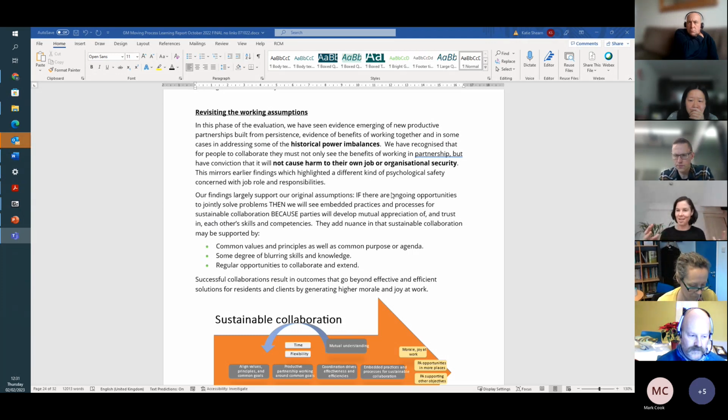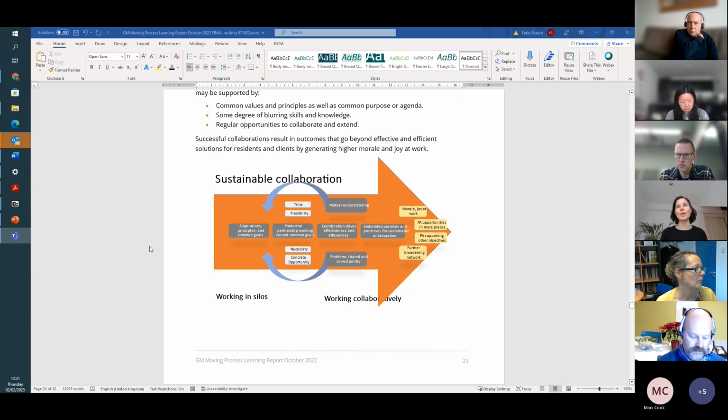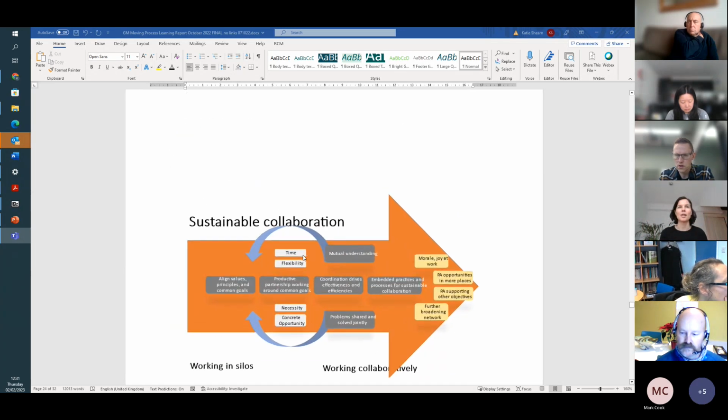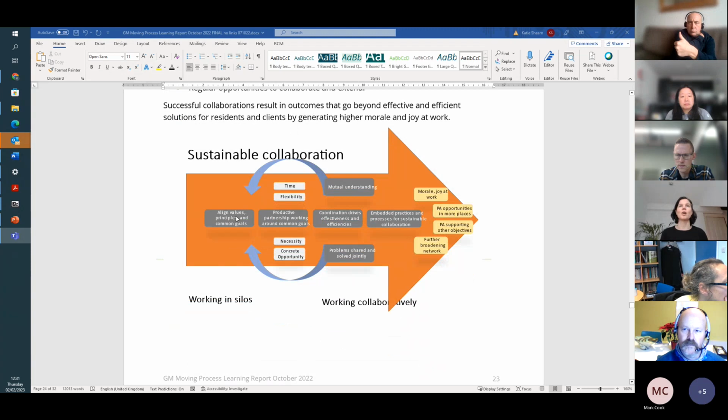So when you start to outline those things, perhaps it sounds like common sense, but what we've got is a real evidence base to illustrate that these are the things that are important to that change. And then at the end we go back to a theory of change here, and maybe that's a bit too small for you to see, but it's the aligned principles, common goals, productive and working partnerships around those common goals, and coordination driving effectiveness and efficiencies. But at this point, we wouldn't necessarily say that was a sustainable partnership.